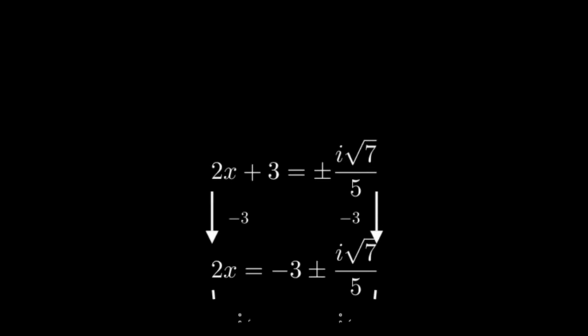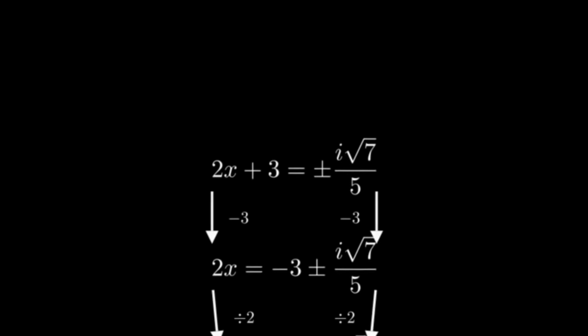Now that we have 2x on the left side, we need to divide both sides by 2 to isolate x. When we divide the left side by 2, we get just x. On the right side, we need to divide the entire expression by 2, which gives us negative 3 plus or minus i times the square root of 7 over 5, all divided by 2.